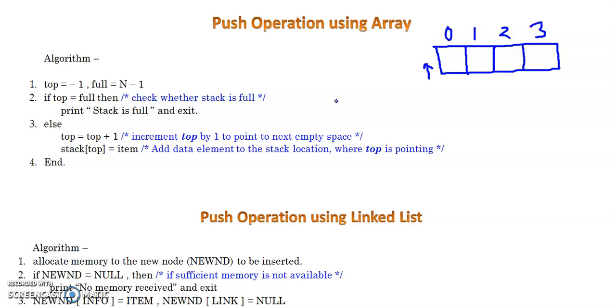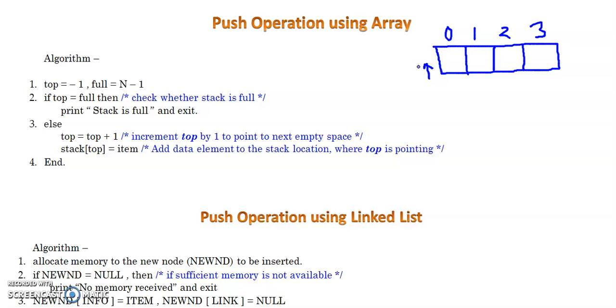Now first of all, before entering any element in the stack, we are going to check if our stack is full or not, that is, if our top is equal to full or not. In this case, top is -1 and full is 3, so they are not equal. But if they are equal, then we are going to print that the stack is full, or we cannot enter any more elements, or any error message you want. Now if our stack is empty or half full, then we are going to increase the value of top by 1.